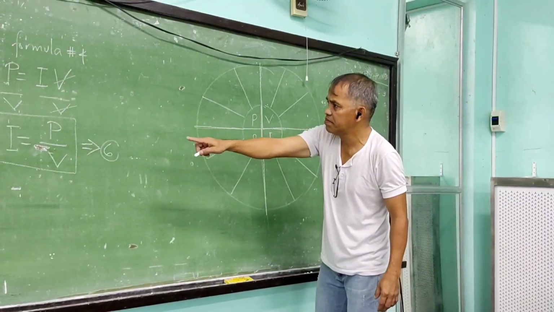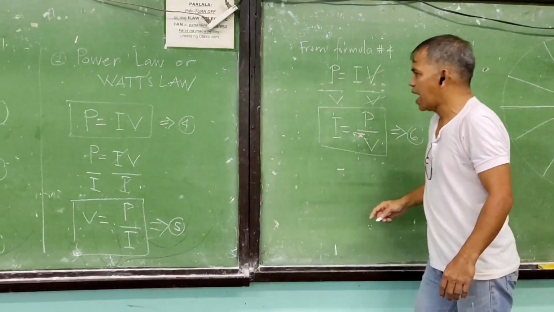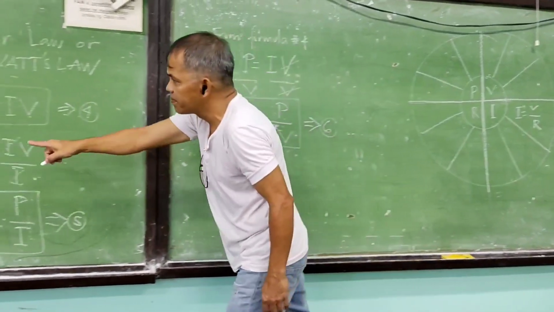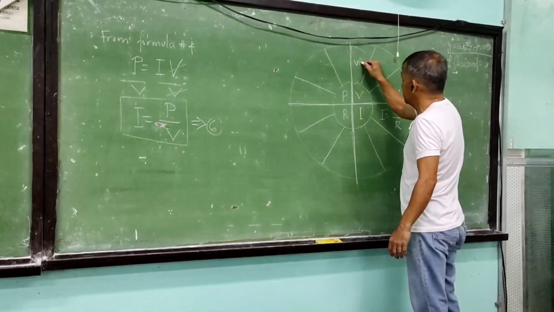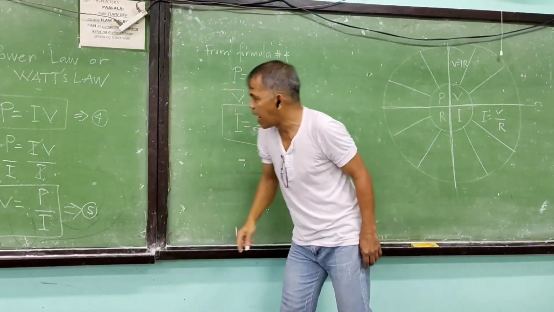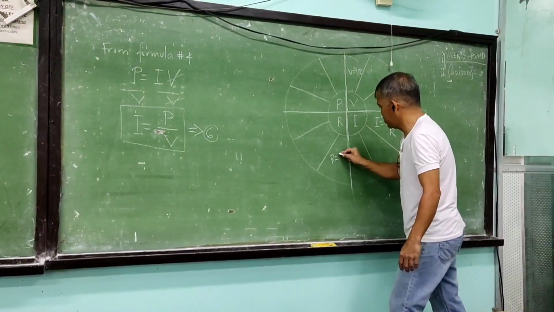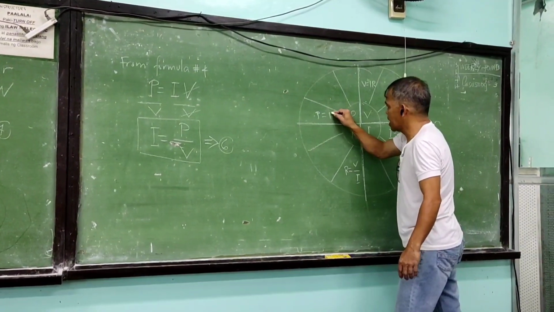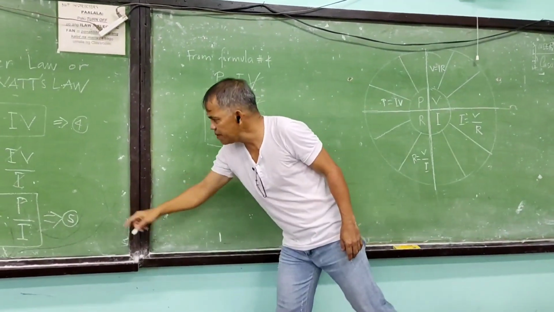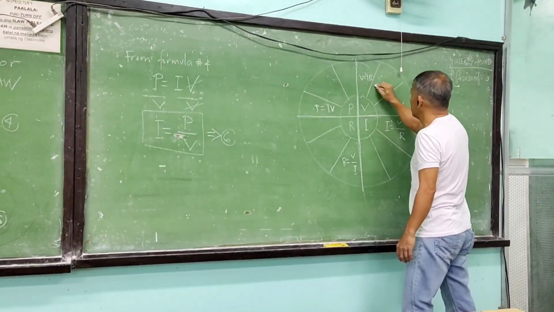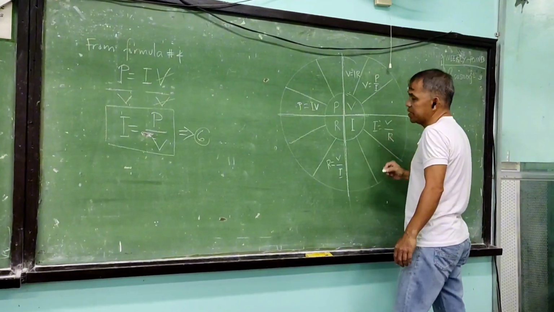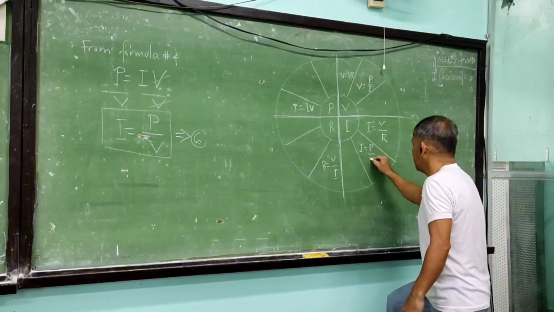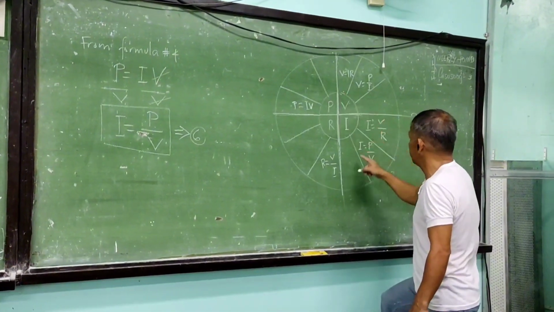Okay, let's go through them one by one. Formula number 1, I is equivalent to V over R. Second formula, V is equivalent to I times R. Third formula, R is equivalent to V over I. Fourth formula, P is equivalent to the product of the current and the voltage. Fifth formula, the voltage is equivalent to power divided by the current. Okay, sixth formula, the current is equivalent to P over V. So we have 6 remaining: 3, 4, 5, 6.